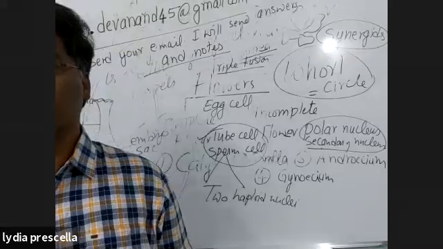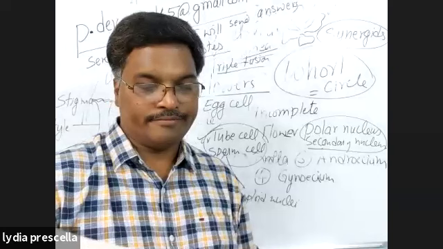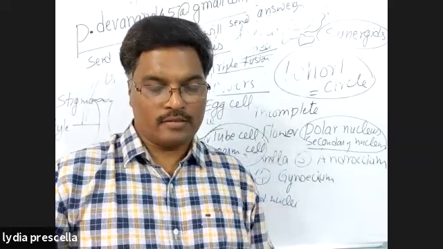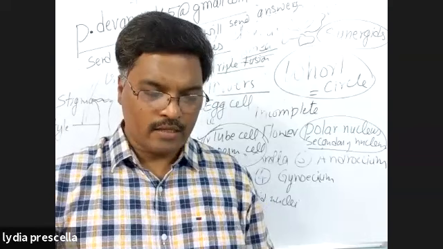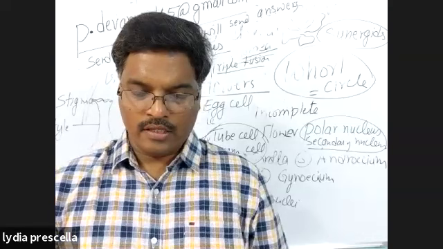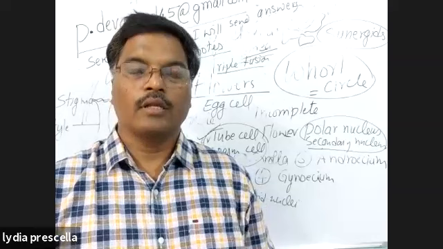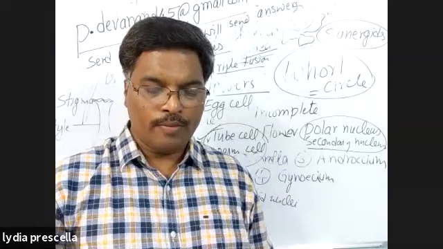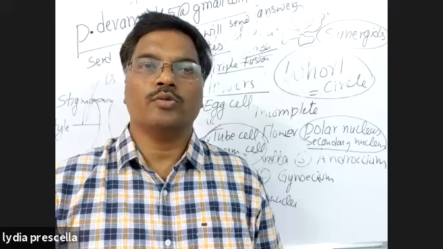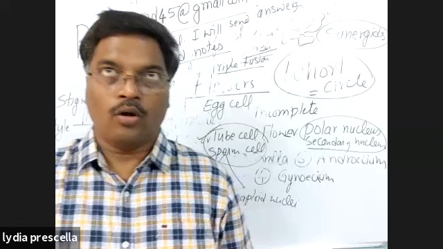Okay, one or two very important definitions I will give. You please note down. What do you mean by antipodal cells? The three cells in the embryo sac, which are opposite to the micropyle, are called antipodal cells.